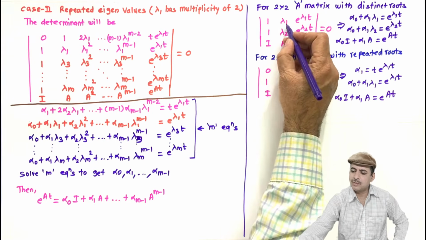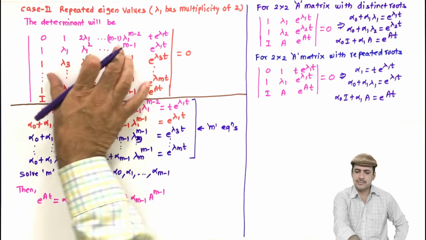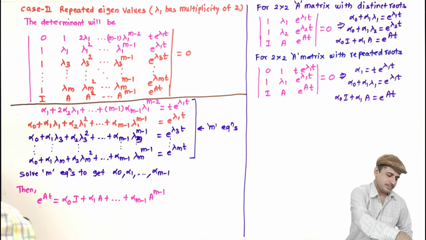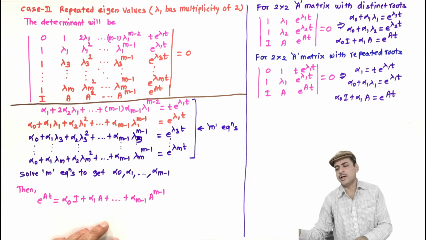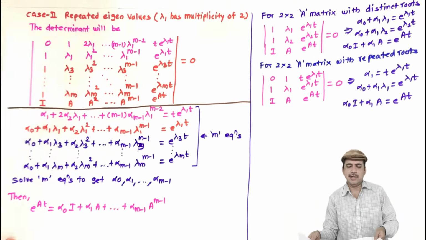This will be 1 lambda 1 square, and the same. This can be extracted here. Now what we will do? We will solve the same two examples and verify the answers. Are we getting the same? Obviously we shall get the same.